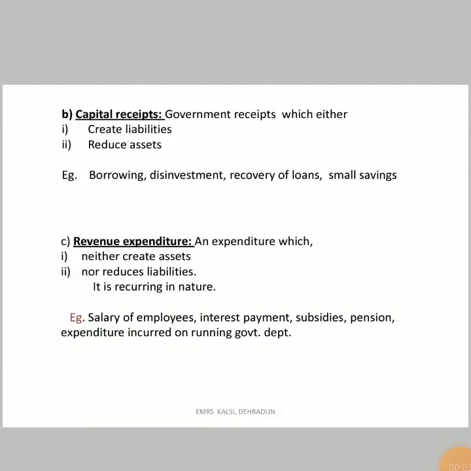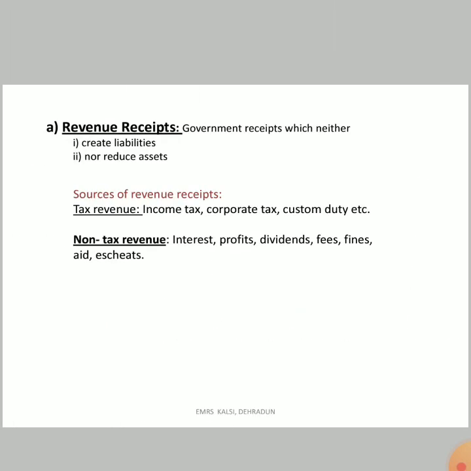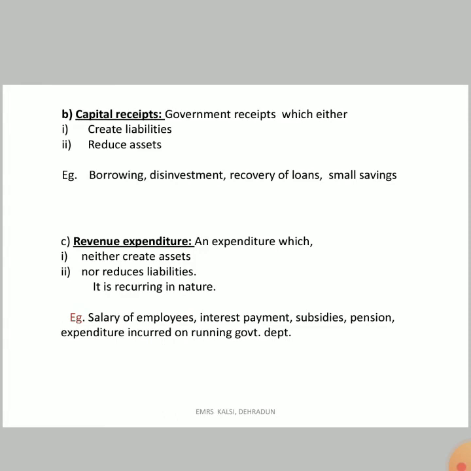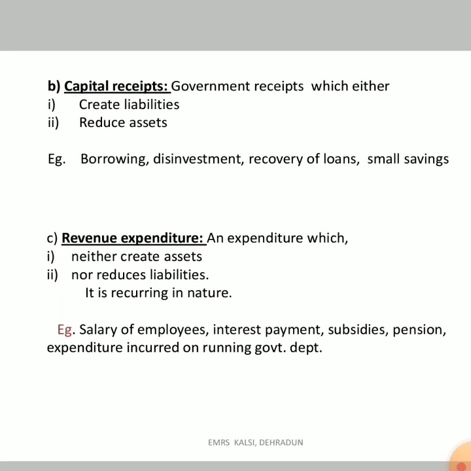Hello everyone. So in today's video we will complete the components of government budget. Earlier we studied the two components, which are revenue receipts and capital receipts. Today we will study budget expenditure, and that includes revenue expenditure and capital expenditure. So let's start. Now, what is revenue expenditure?